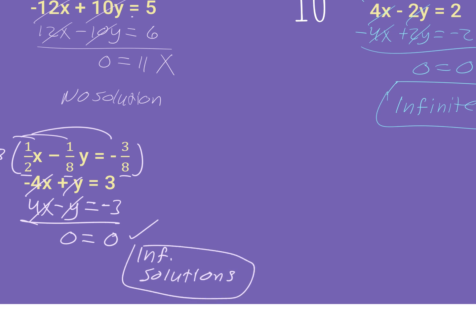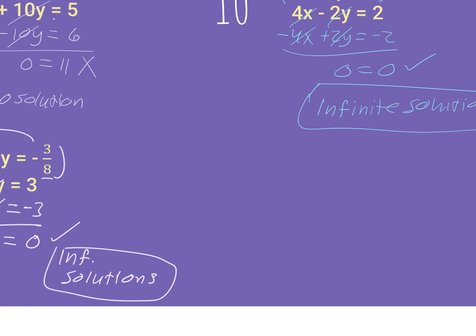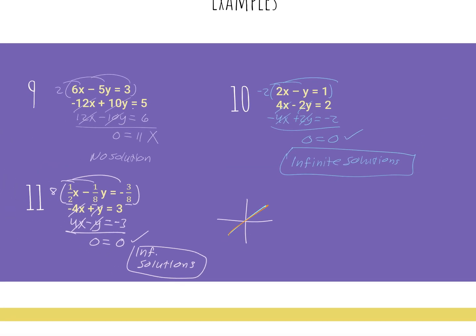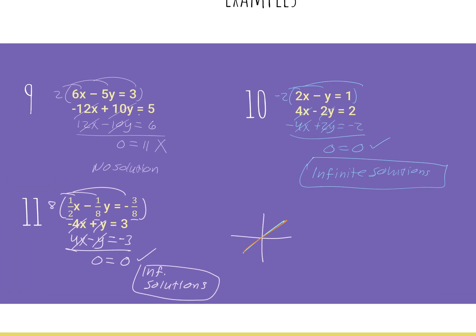In an infinite solutions case, that just might look like 2 lines, one right on top of the other. They're the exact same line. And then that's all the cases that you're going to see with elimination.